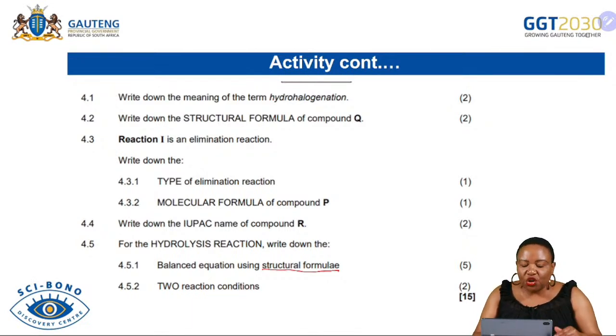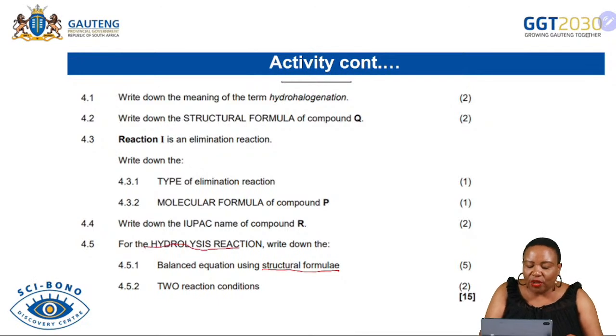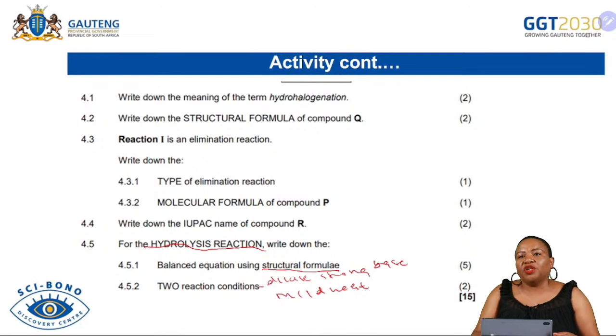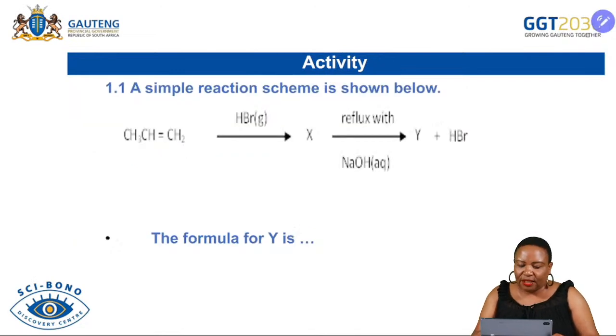And then two reaction conditions for hydrolysis. We know we need a dilute strong base, and you can just name the base if you know it, and mild heat. If you have forgotten mild heat, you can just use sunlight, because sunlight is also mild heat.